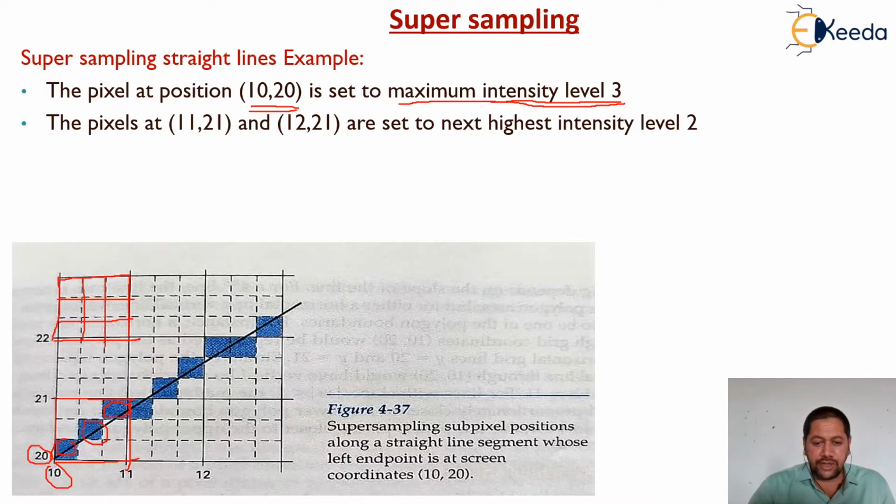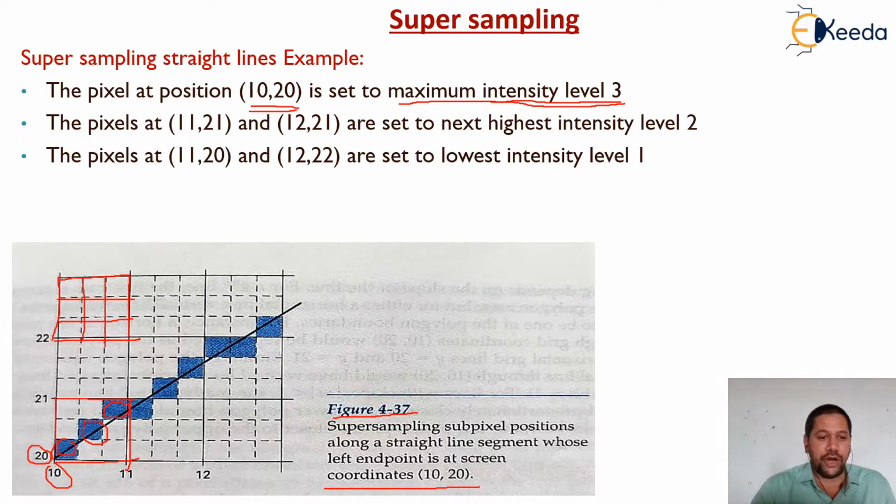So what is written here? Super sampling subpixel positions along a straight line segment whose left endpoint is at screen coordinate 10, 20. So this is the 10, 20 pixel. Now you will ask what we are going to do about the next pixel. This is the description we have written, so look at this and you will understand the super sampling method in detail.